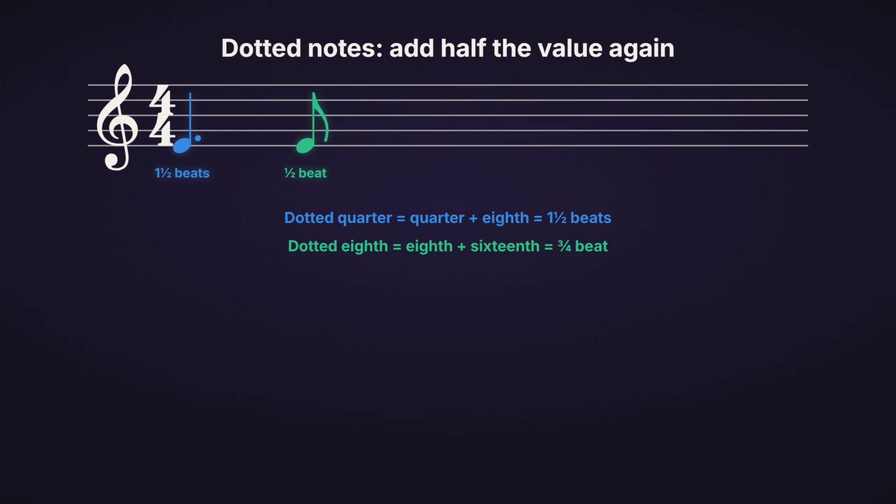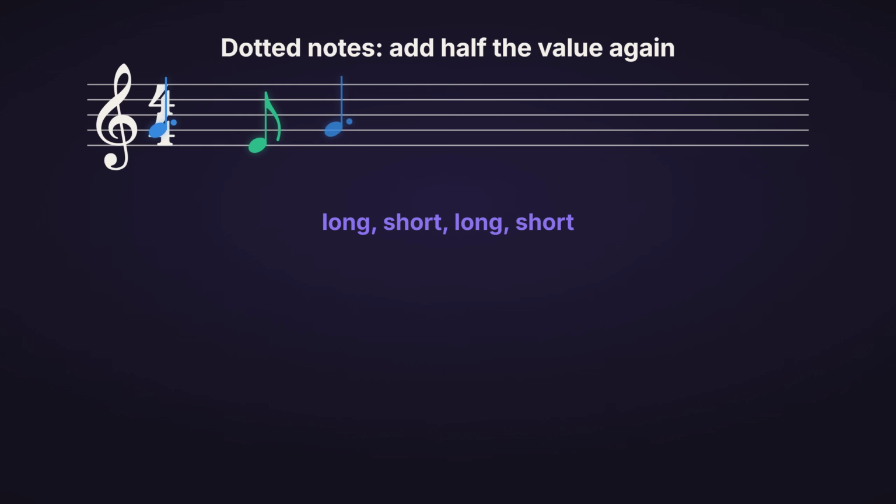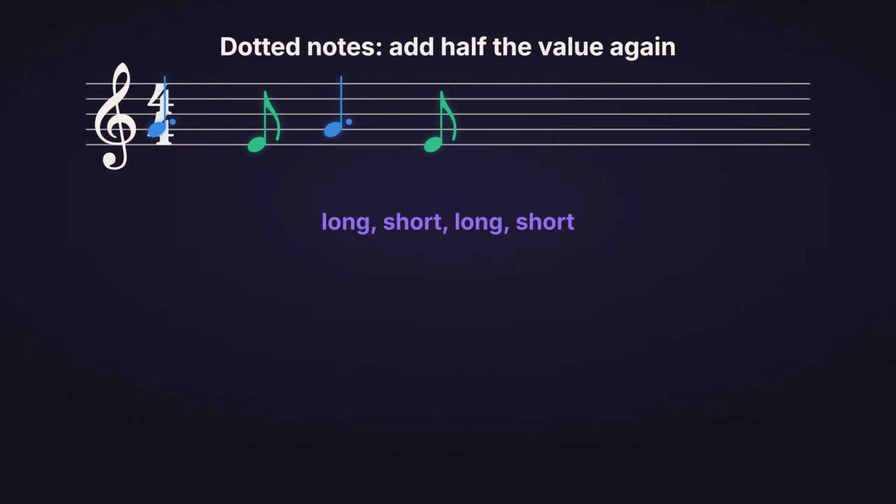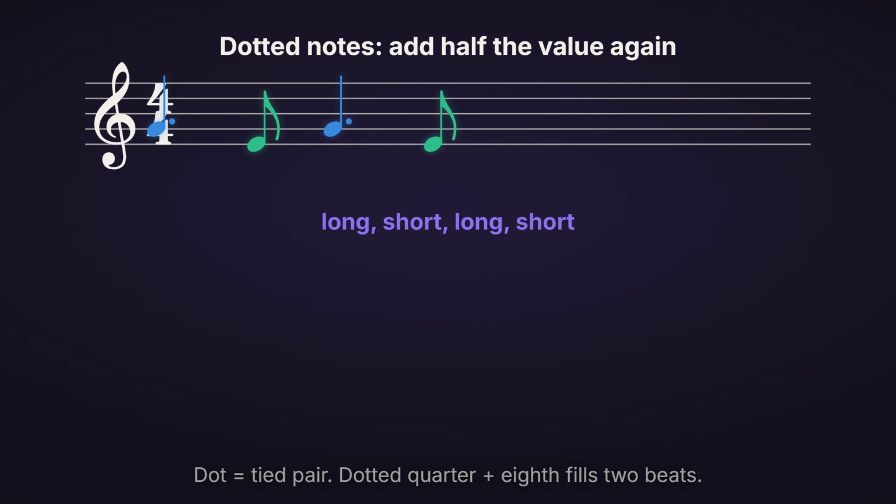The dotted quarter followed by a sixteenth is one of the most common 2-note patterns in all of Western music: long short, long short. You will recognize it on sight once you know the arithmetic. 1 beat equals a dotted quarter plus a sixteenth. The dot is simply shorthand for writing a tied pair of notes.